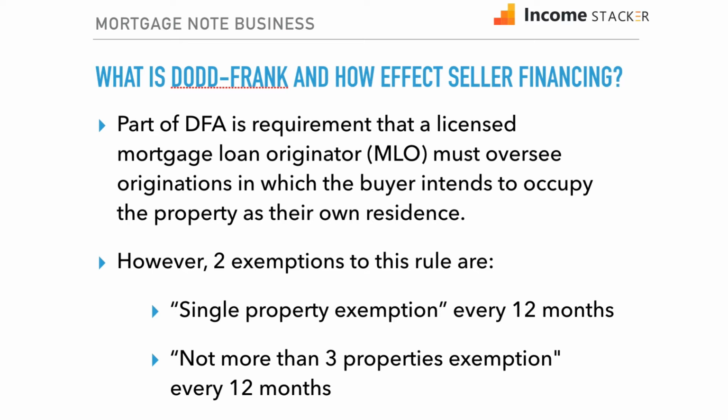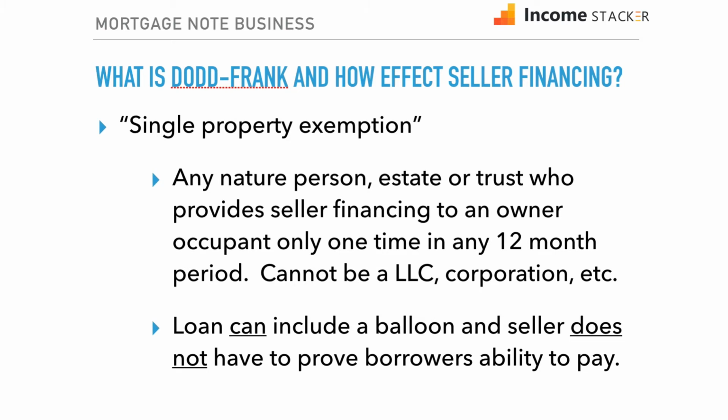One is what we call the single property exemption, and you can do that every 12 months. And then there's what we call the not more than 3 properties exemption, which happens every 12 months as well. So in other words, you can't do that more than every 12 months, but we'll check out the rules and you'll get more clarity in a second. So let's take a look first at the single property exemption.